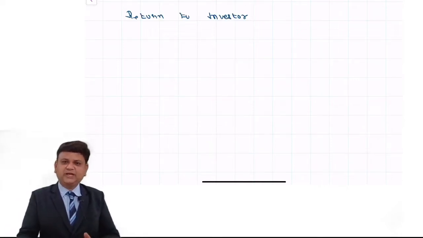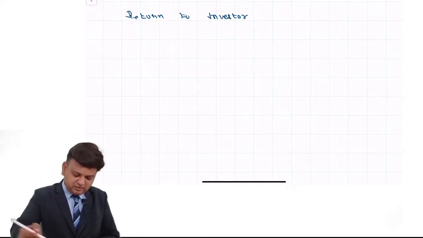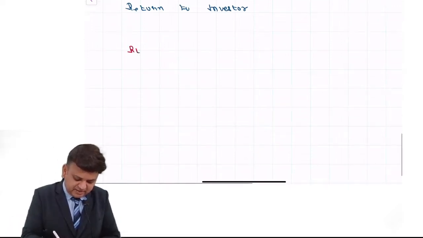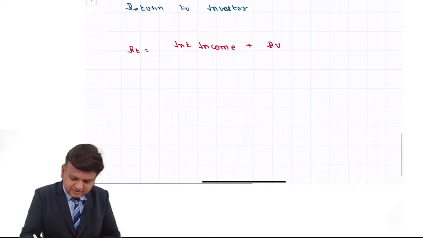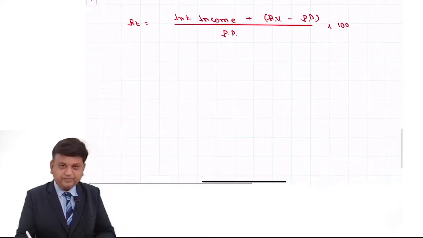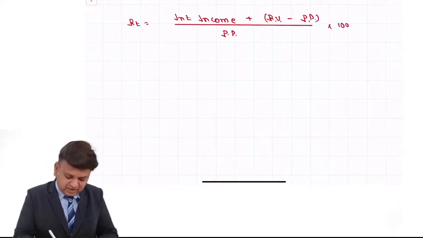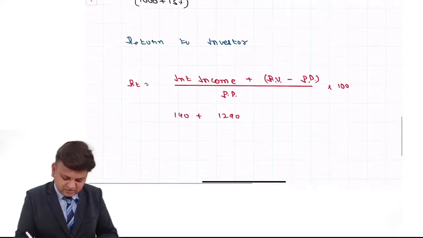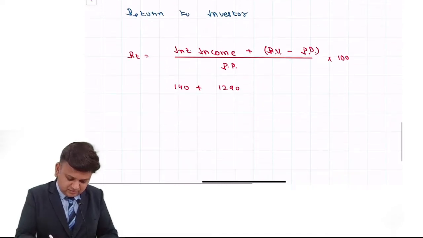Dear students, over here the time period of investment is just 1 year. So we can say that the return can be calculated as interest income plus redemption value minus purchase price, whole divided by purchase price, into 100. See, the logic is very simple. 140 is your interest income. Redemption value is rupees 1150.